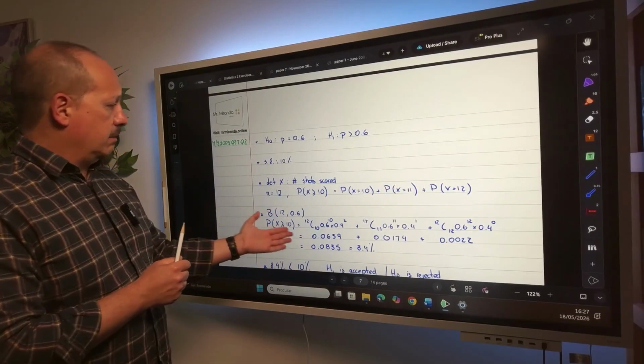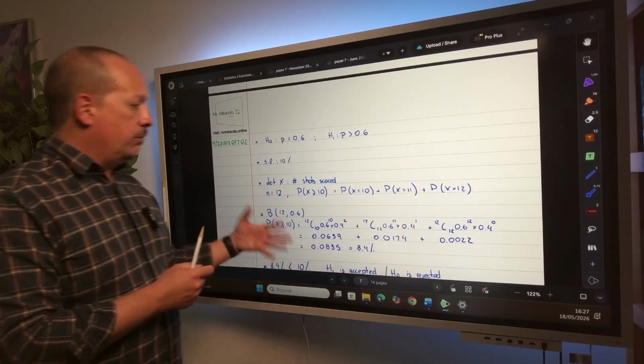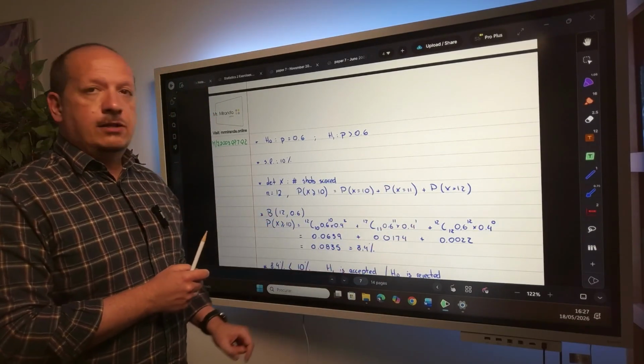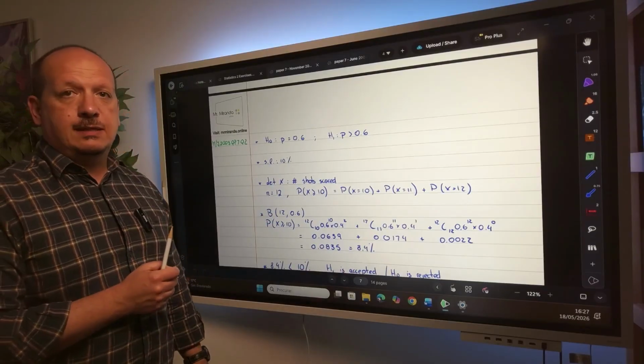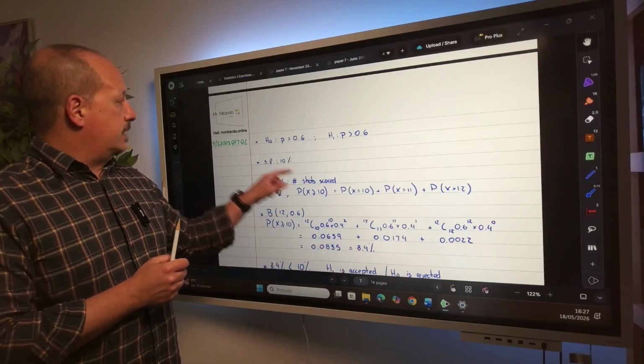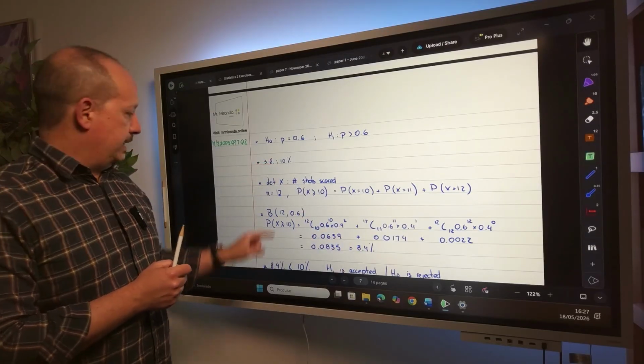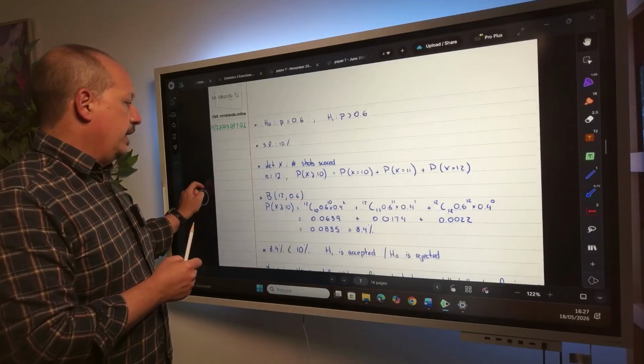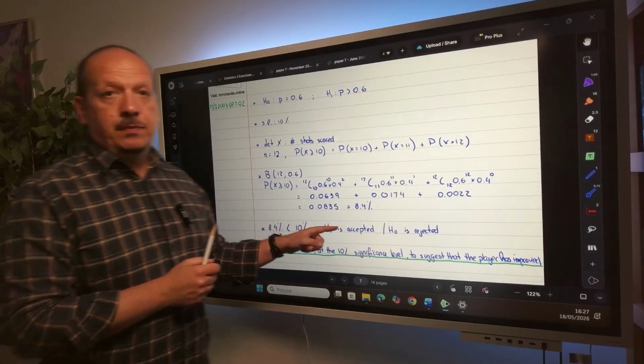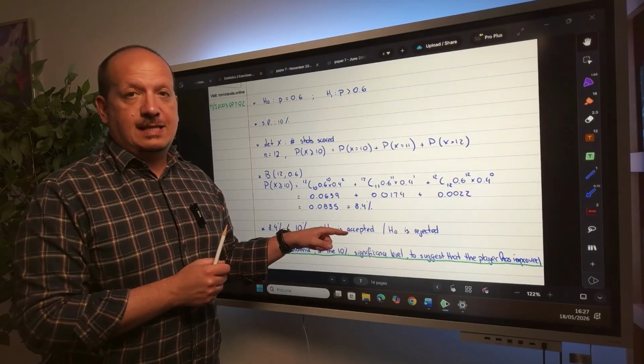So just go ahead and calculate it. You already know how to do this. And you had a result of 8.4%. Again, look at the significance level and compare. 8.4 is smaller than 10%. So this means that H1 is accepted. The alternative hypothesis is accepted.